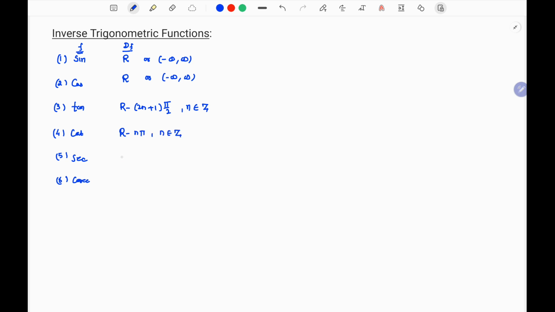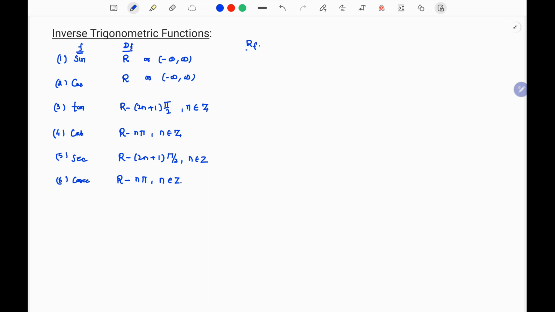Sec has the domain R minus, it is having the domain similar to tan, that is (2n plus 1) pi by 2, where n belongs to Z. And cosec has the domain R minus n pi, n belongs to Z.